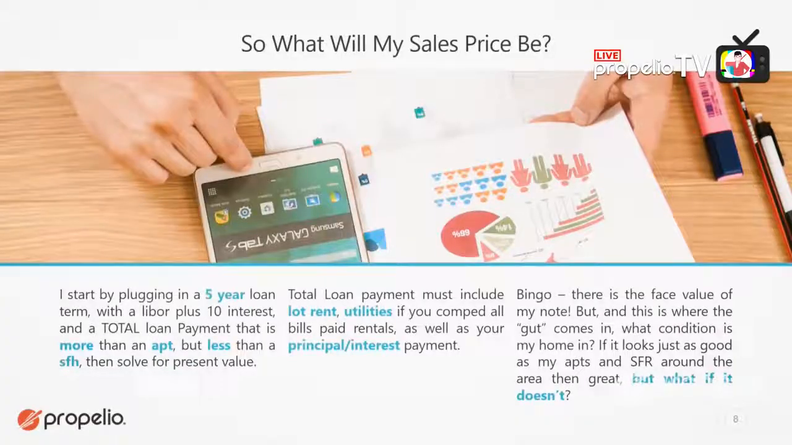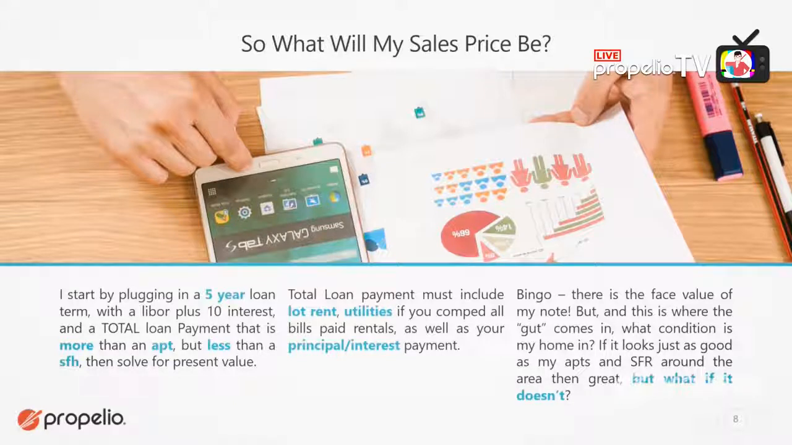All right, so now that I know that you know how to use a 10B2 calculator, what am I going to sell my home for? I'm going to start by plugging in a 5-year loan term into my 10B2 calculator. What that means is a 5-year loan term would be 5 times 12 months, which would end up being 60 months. 5 times 12, 60 months. So I'm going to put 60 months in my number of payments on my 10B2 calculator.